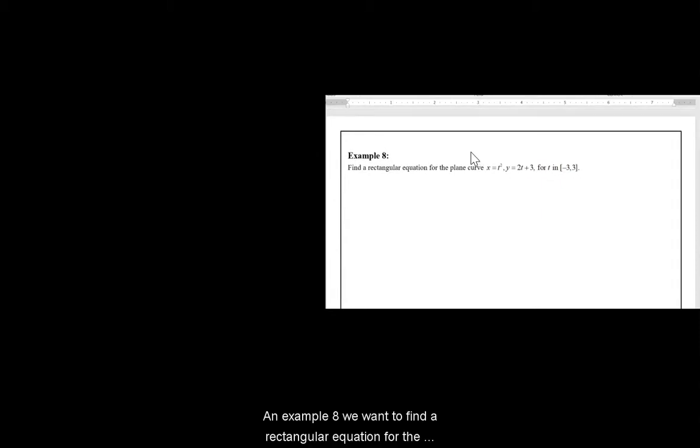In example 8, we want to find a rectangular equation for the plane curve given by the parametric equation x equals t squared, y equals 2t plus 3 for t on the restricted domain from -3 to 3. Notice that even though we have listed two equations, we still consider this to be one single parametric equation.